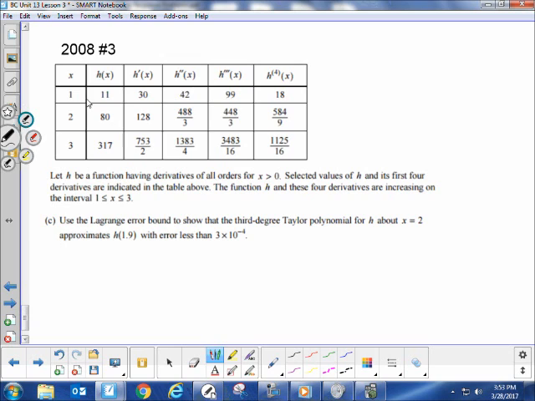All right, 2008, number 3. Here are derivatives of h. The 4 derivatives are increasing on the interval from 1 to 3. Okay, so from 1 to 3, all of my derivatives increase. So these are increasing, these are increasing, these are increasing.